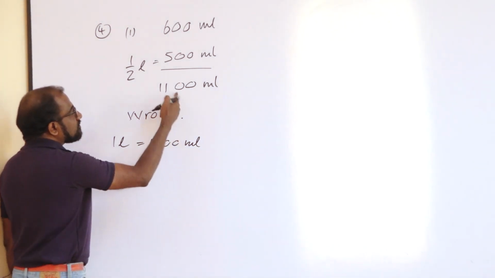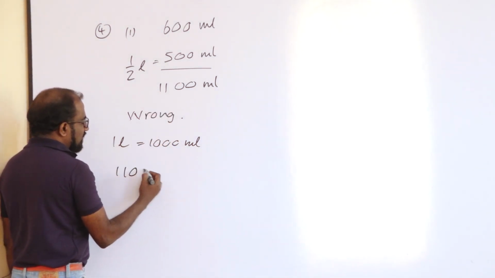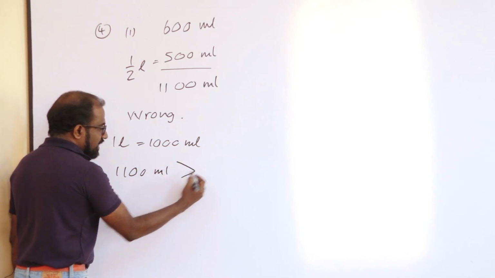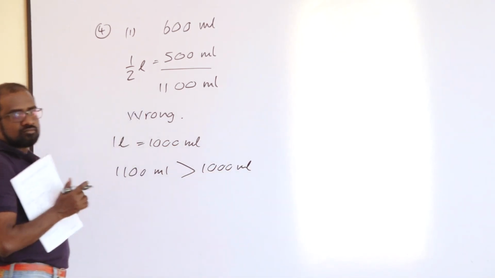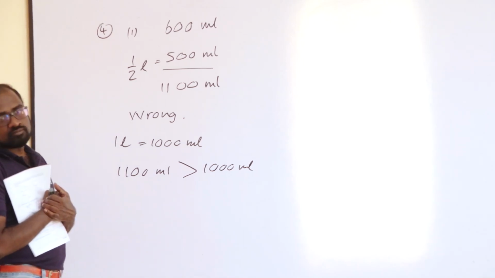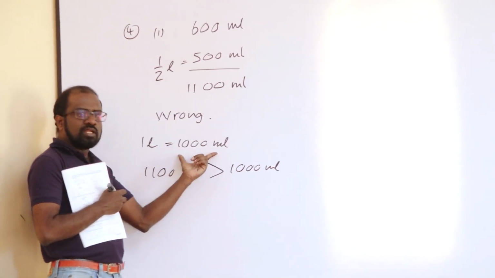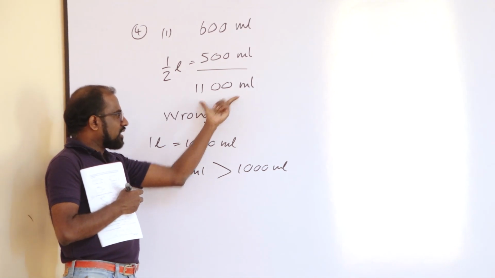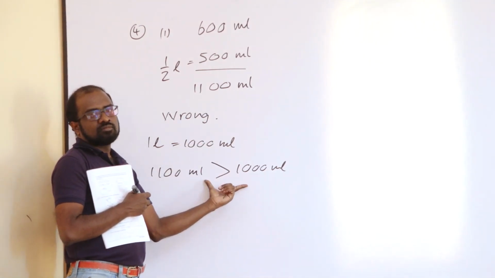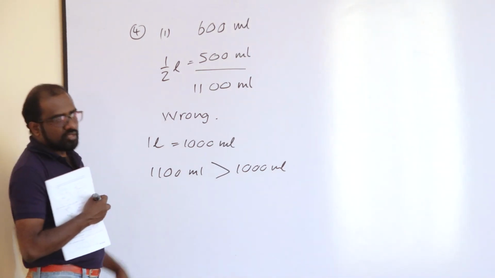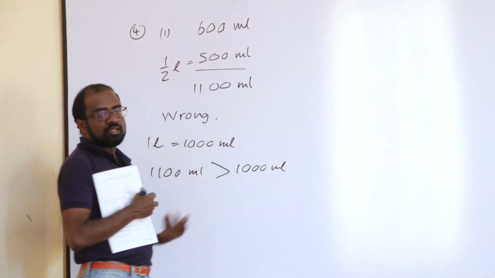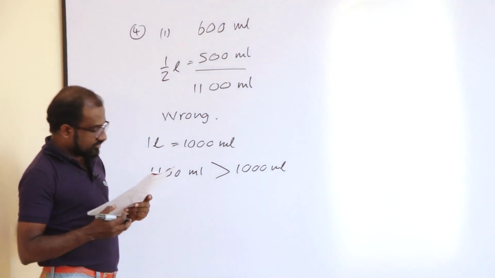1100 milliliters is greater than 1000 milliliters. This is the answer. 1 liter again 1000 milliliters. 1100 is greater than 1000. Correct. That means they have drunk more than a liter. That statement is wrong.